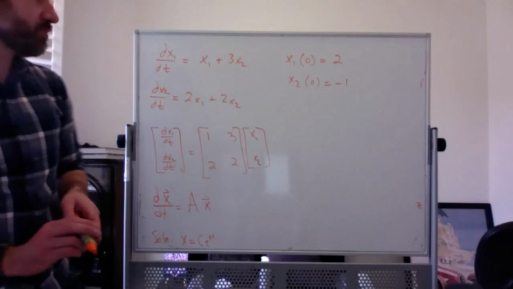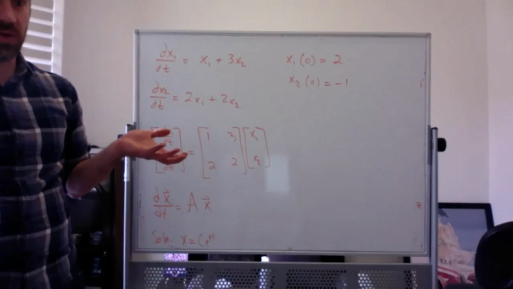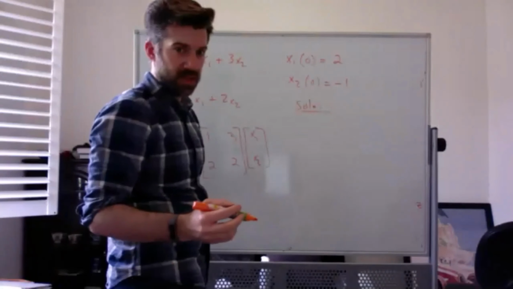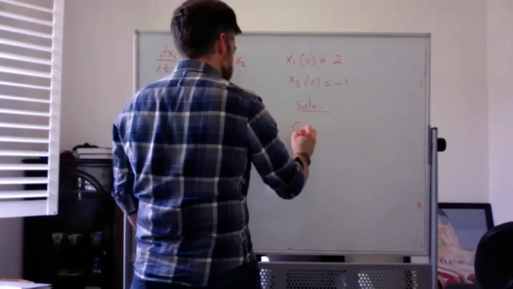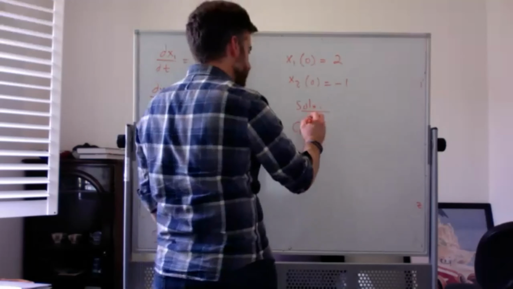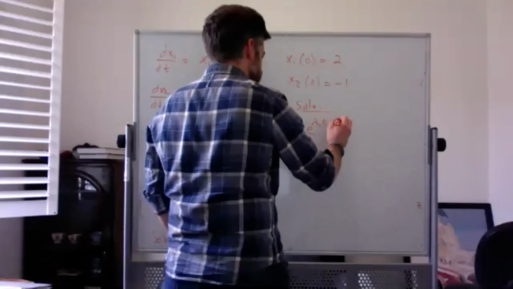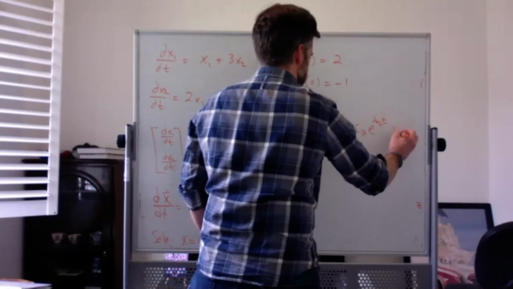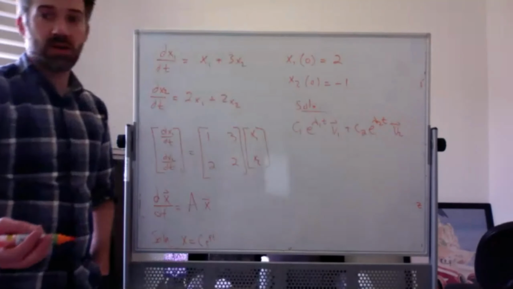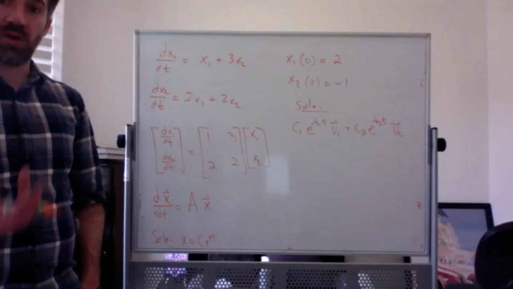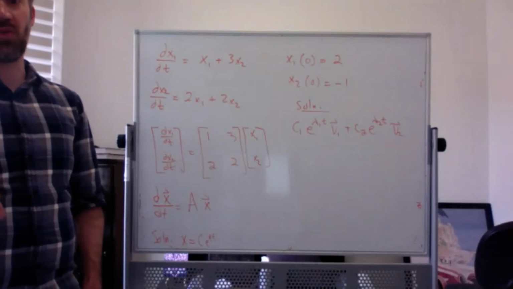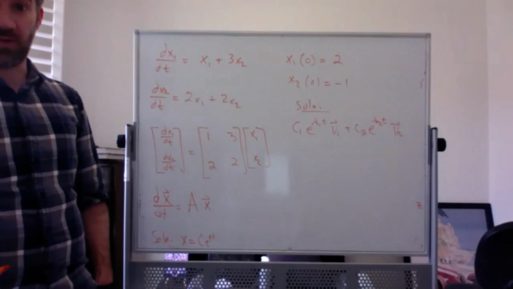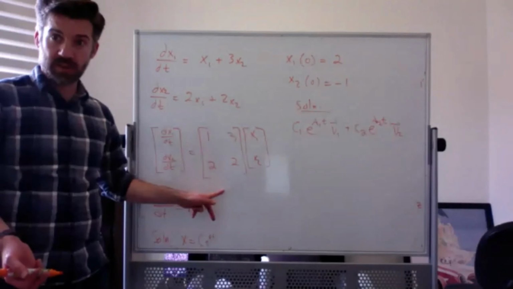All right, so here's how the solution actually works. The solution is given by, this is going to be kind of crazy, c1 e to the lambda 1 t times v1 plus c2 e to the lambda 2 t times v2, where c1 and c2 are constants we have to solve for. Lambda 1 and lambda 2 are the eigenvalues, and v1 and v2 are the corresponding eigenvectors of this 2x2 matrix.